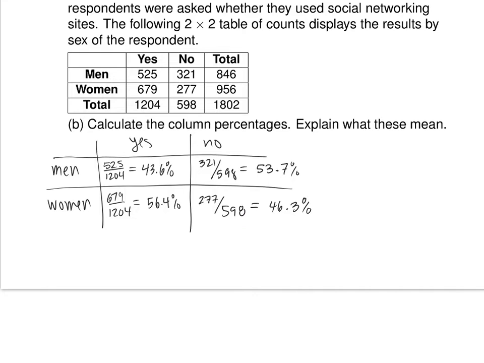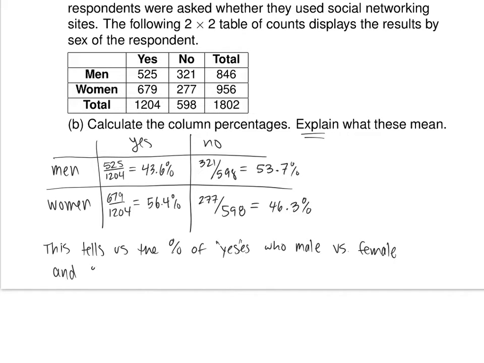And then for part C, do you want us to find the chi-square? One more thing, okay? So this tells us the percent of yeses who were male versus female, and the percent of the no's who were male versus female.